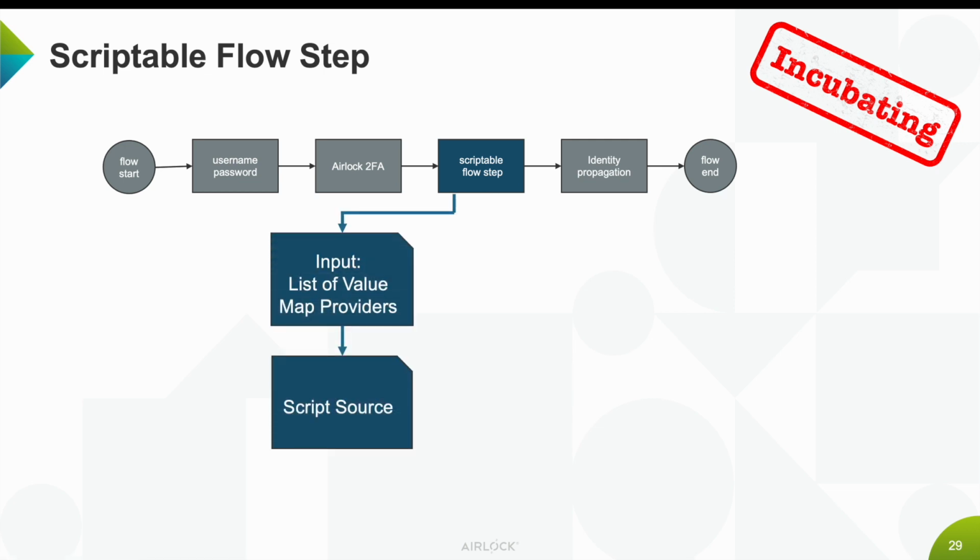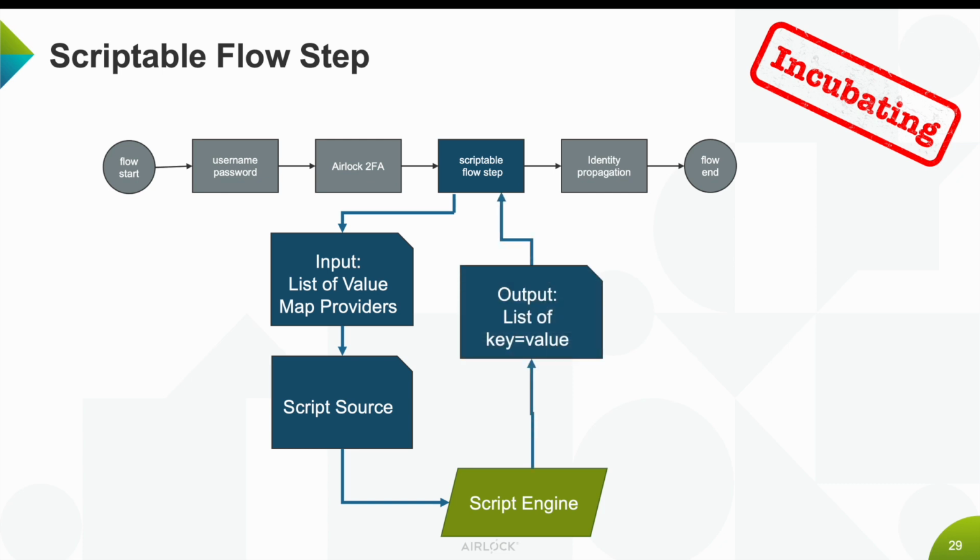You can define a list of value map providers that will inject the values into the script. You can define the script source, and then a script engine will take over. It will run the script, it will use the input values to calculate some output, and you can hand back output values, a list of key value pairs, back to Airlock IAM for further processing in other steps.